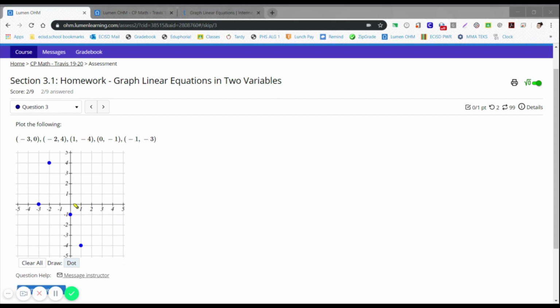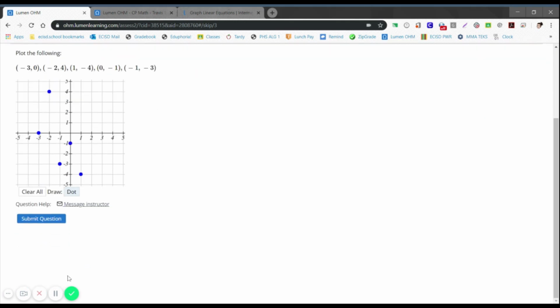Our fifth and final coordinate is -1, -3. -1 is our x value. Since it's negative, we need to go left 1 square. -3 is our y value. Since it's negative, we need to go down 3 squares. 1, 2, 3, and place our dot.